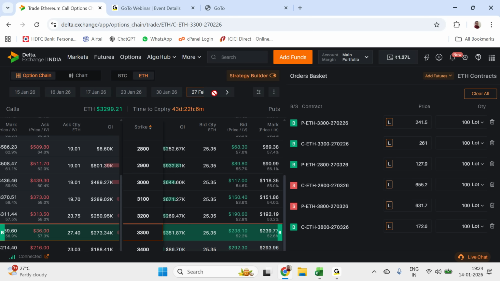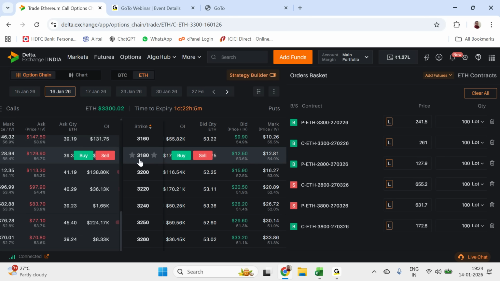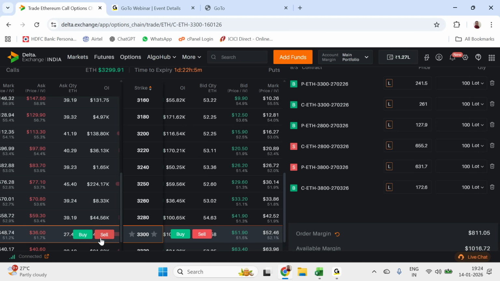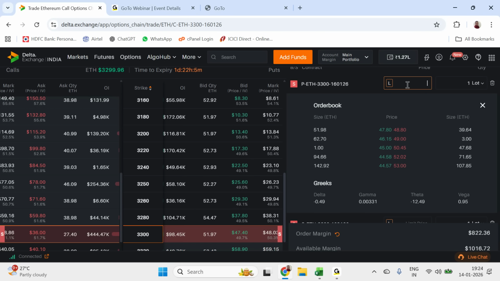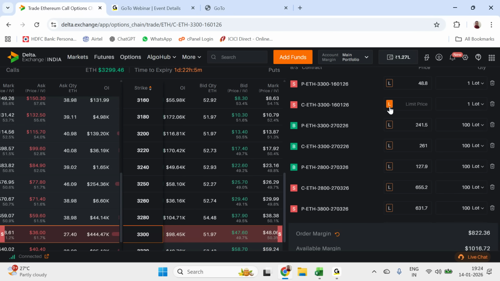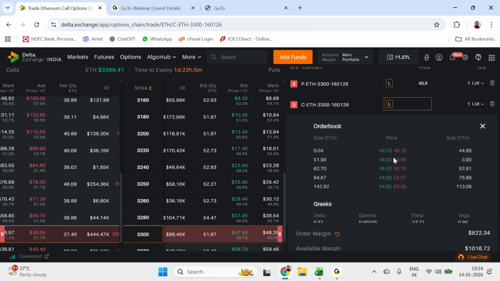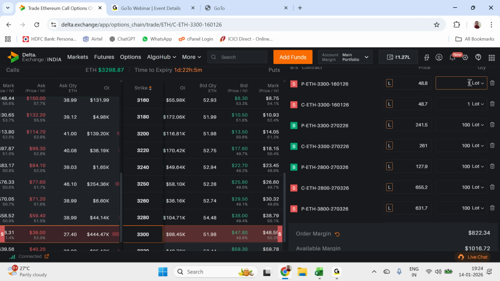Now we are sitting on the 14th. We'll move to the next part, which is the 16th; the 15th we'll leave. This is our profitable component. We'll sell the same strike call and put. The put we are selling at 48, and the call also we will be selling at 48. This is the 16th expiry, so 48 and 48.